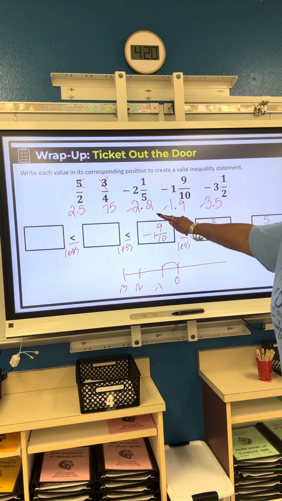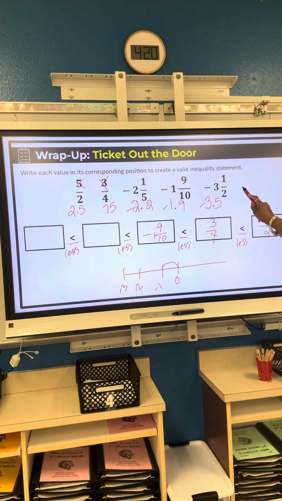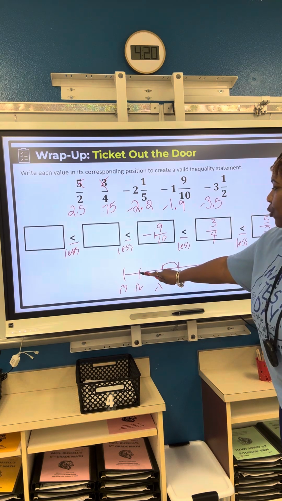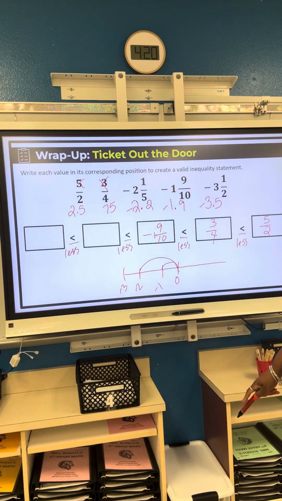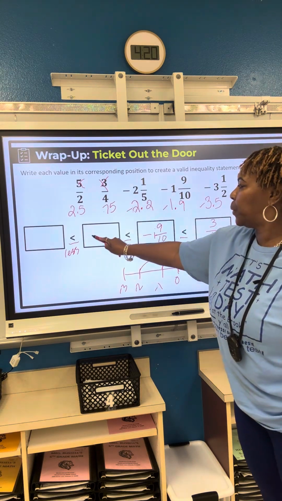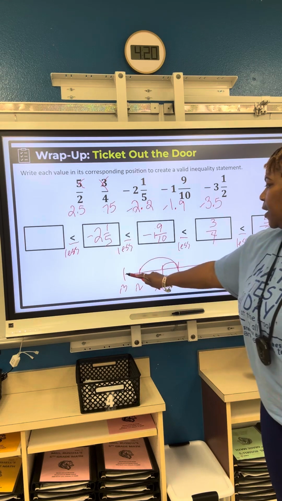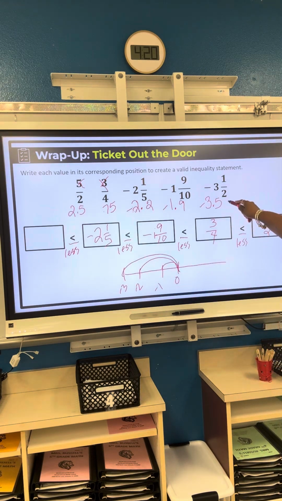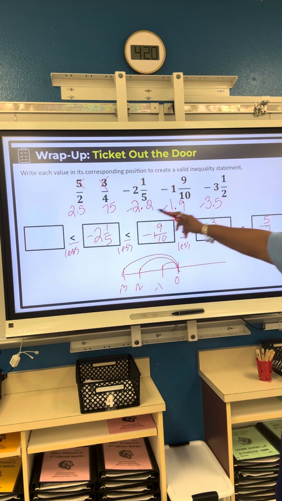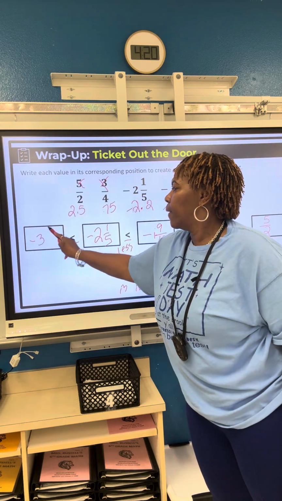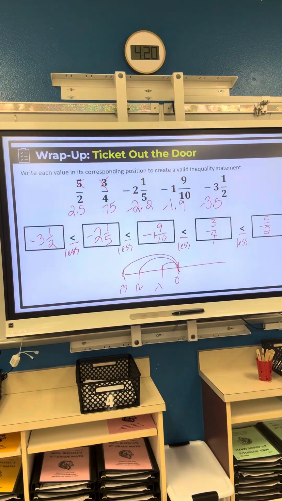Then I have 2 numbers left, -2.2 and -3.5, and -2.2 is closer to 0, so I know that's the larger number, which is right here, so I'm going to put -2 and 1/5. And lastly, -3.5 is the farthest one out, so that's the smallest of them all. I'm going to put that right there.